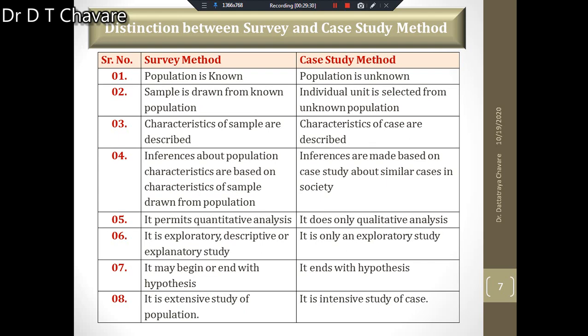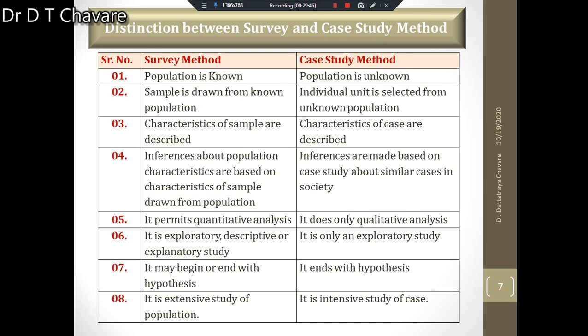Then next difference between survey and case study method we can explain here. Survey method may begin or end with hypothesis, but case study method ends with hypothesis. This is the difference.